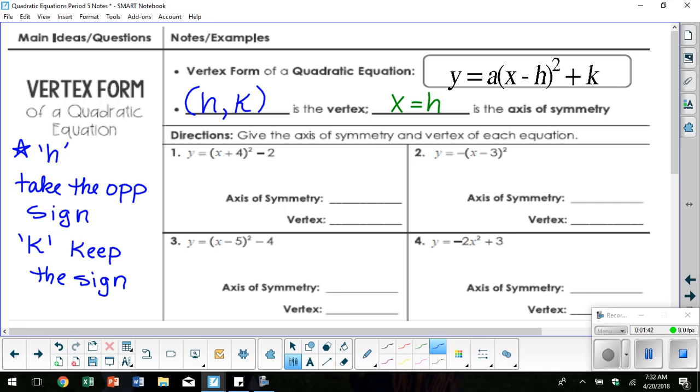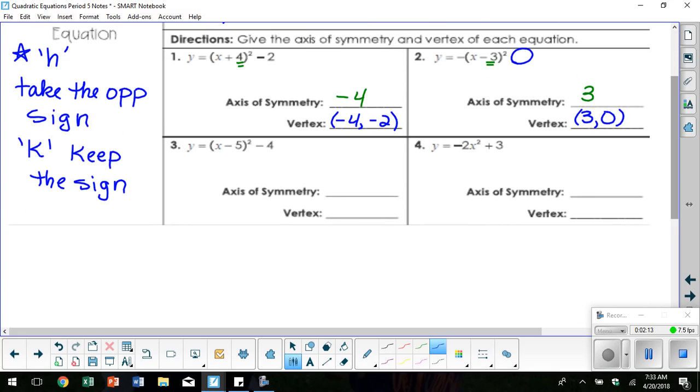So for number one, axis of symmetry, it's going to be -4. And your vertex is just going to be -4, comma, -2. Yes, it's seriously that easy. So for number two, axis of symmetry, +3, your vertex is going to be +3. There's nothing out here for k, so it's 0.